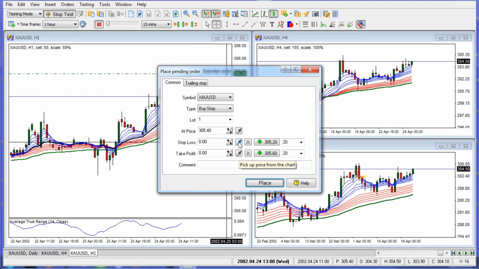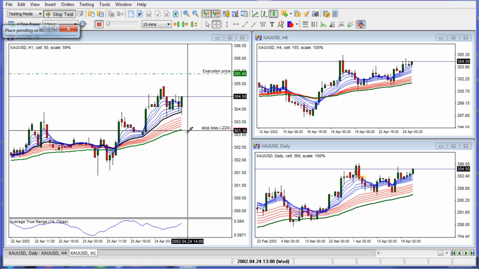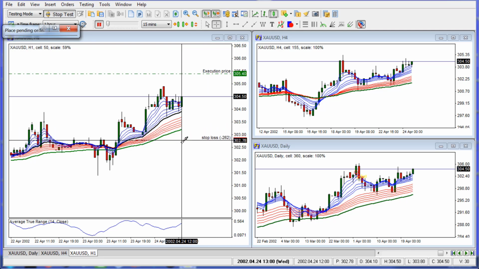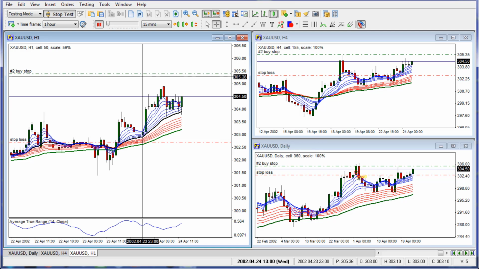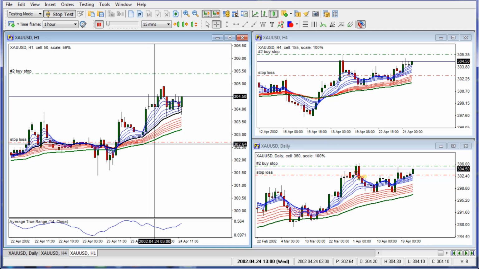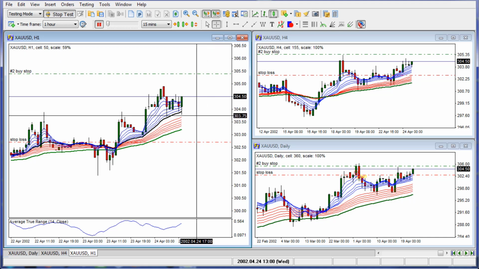Okay, and we need to place our stop loss order 14 ATRs below the moving average, which will take it down to 302.70, about there. Okay, so we have our pending buy stop and we have our stop loss order as well. Now clearly, as market moves back up to our buy stop, the moving averages will also move. We will need to move our stop order as well, just below the 60 moving average to the tune of 14 ATRs.